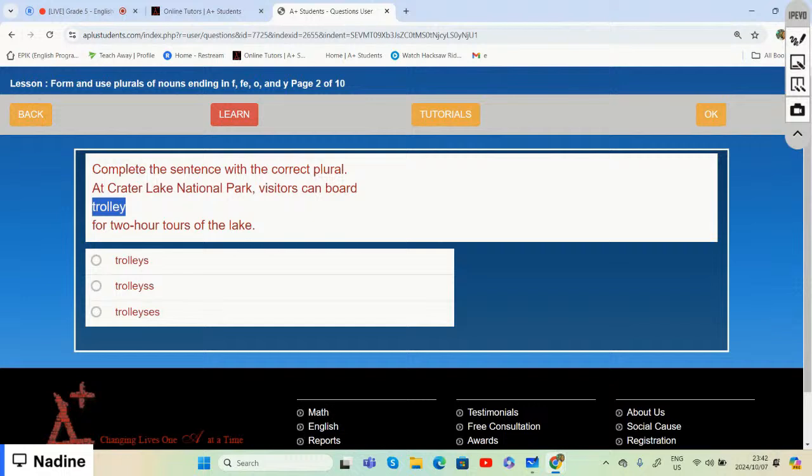All right, and if you were to choose the correct option, then trolleys, the plural of trolley, is trolleys with an S.